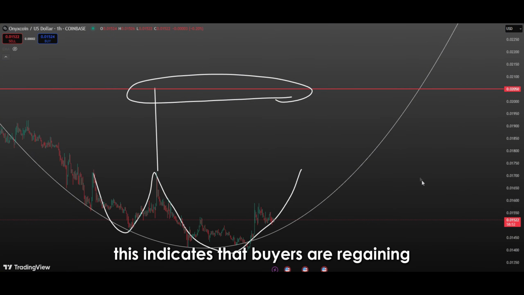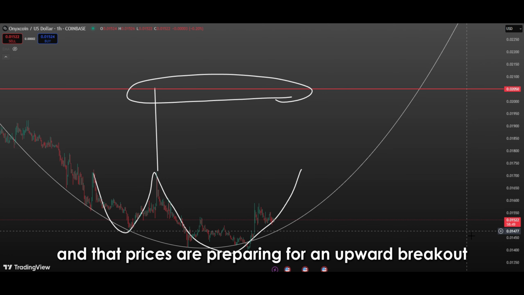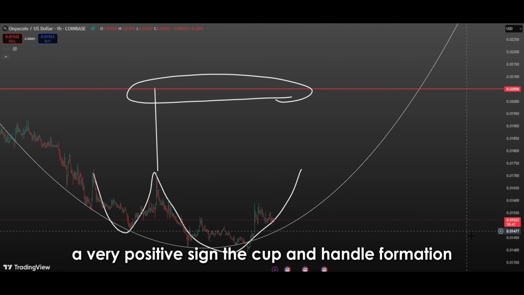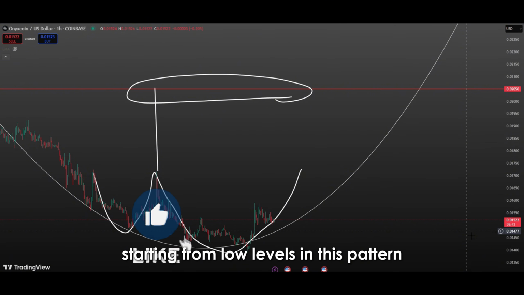This indicates that buyers are regaining strength in the market and that prices are preparing for an upward breakout, a very positive sign. The cup and handle formation typically signals a long-term recovery starting from low levels.